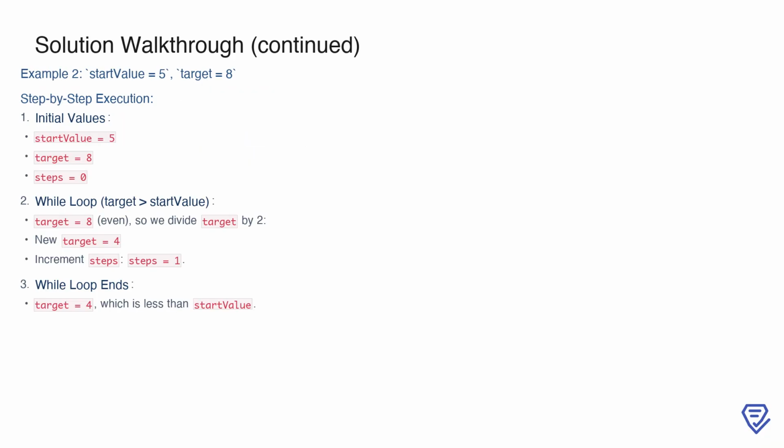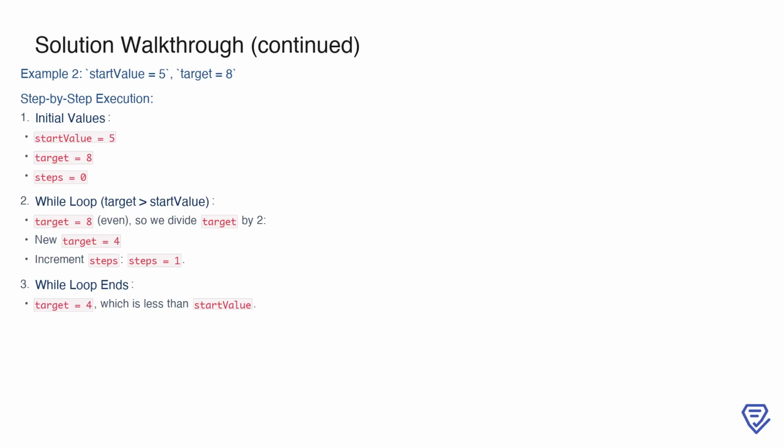Now, let's move to the second example where start value is 5 and target is 8. We again initialize steps to 0. Since the target is greater than the start value, we enter the while loop. Here, the target is 8, which is even. When the target is even, we divide it by 2. This reduces the target to 4, and we increment the steps counter to 1.